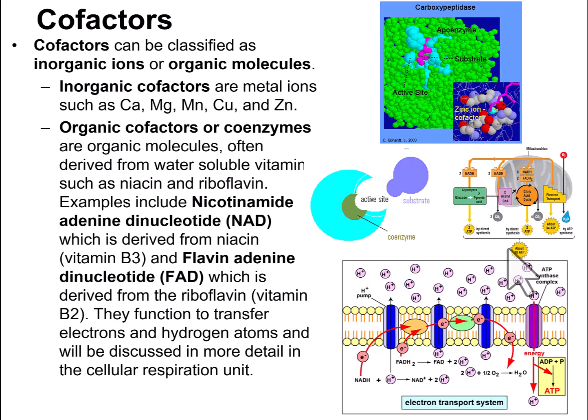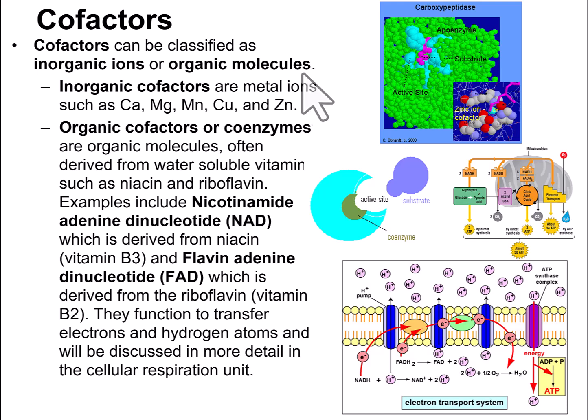When you're classifying cofactors, there are two general types. There are inorganic ions and organic molecules. Examples of inorganic cofactors are metal ions such as calcium, magnesium, manganese, copper, zinc. And there are more than this, but when you're thinking about it, these are trace elements. And why exactly do we need these? Well, a lot of them participate as cofactors with certain enzymes.